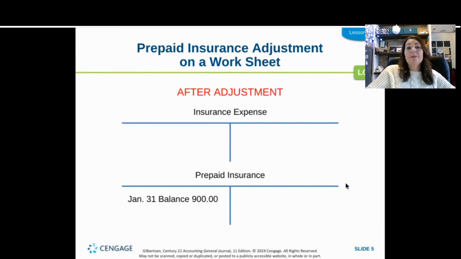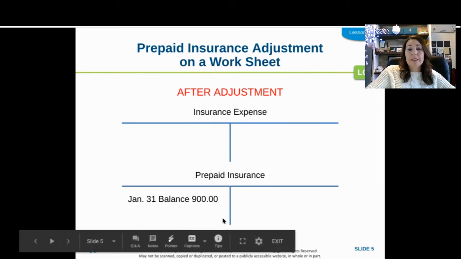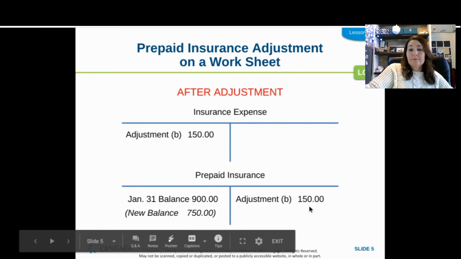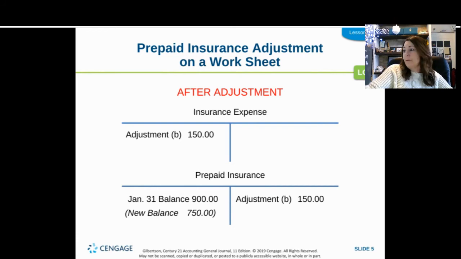Okay, the next adjustment we have to do is insurance. For prepaid insurance, we have been paying our insurance, and we have it showing that we have $900 worth of insurance. Well, that's not exactly correct, because every day that passes, we use up some of our insurance. Whether we needed it or not, we have used it up. It's expired. It's no longer good. So we checked, and we actually have $750 worth of insurance coverage that has already been paid for.